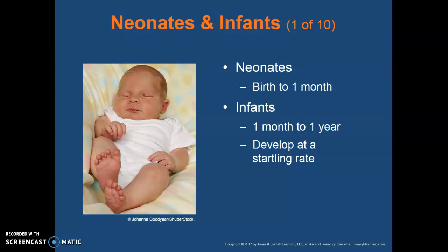So we hear a lot of talk about SIDS, or sudden infant death syndrome. That's not the leading cause by any means. It's a congenital defect that they were born with that their little bodies just can't handle.